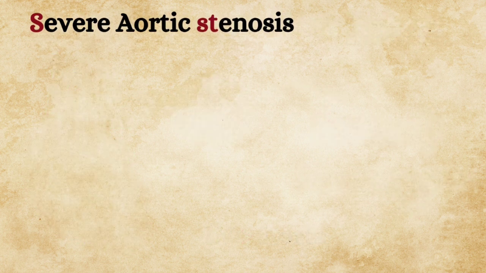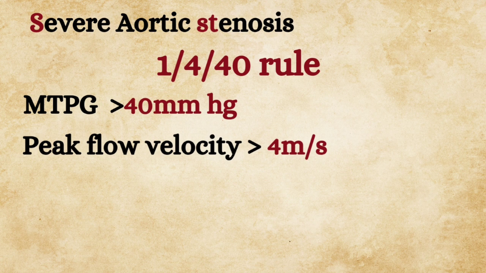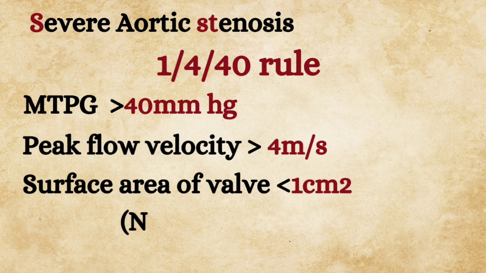Severe aortic stenosis is often defined by the 1-4-4 rule. MTPG greater than 40 mm of mercury. Peak flow velocity greater than 4 meters per second. Surface area of valve less than 1 square centimeter. Normal is typically 3 to 4 square centimeters.